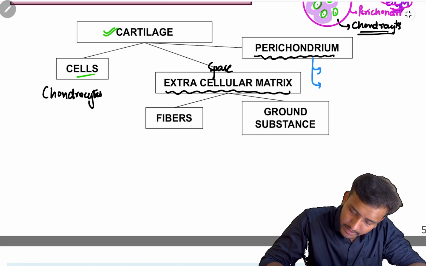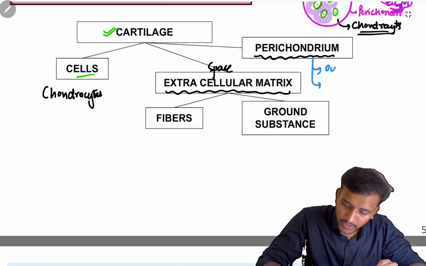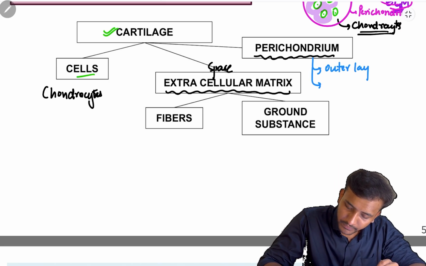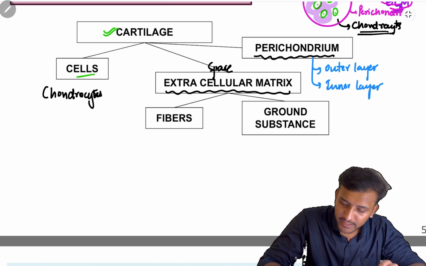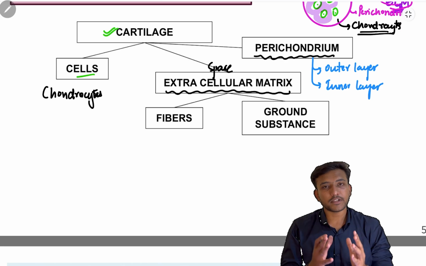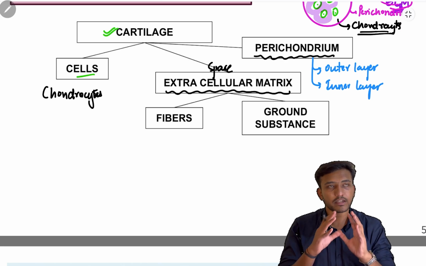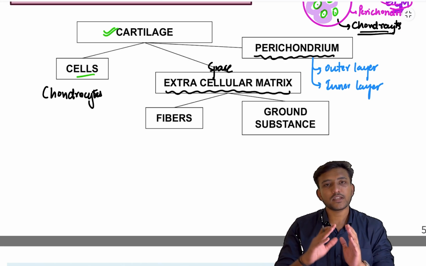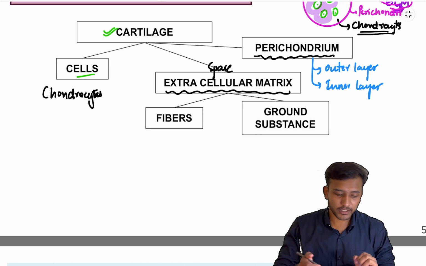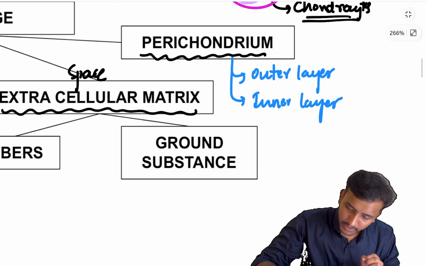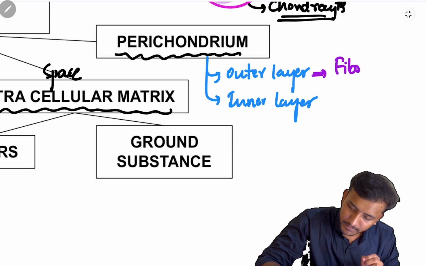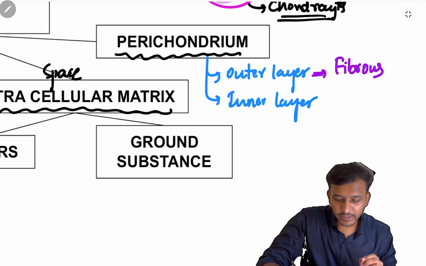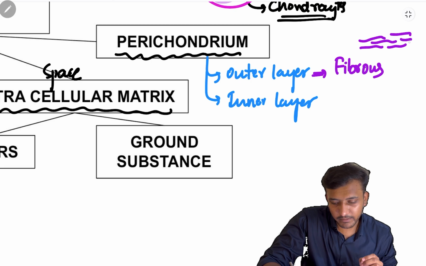This perichondrium will be divided into two things, guys. One is the outer layer of the perichondrium, and another one is the inner layer of the perichondrium. So basically that entire covering will be having two layers. That covering itself is divided into two layers. One is the outer layer, another is the inner layer. The outer layer of the perichondrium is actually fibrous. What do I mean by fibers, guys? It will be just filled with the fibers, right?